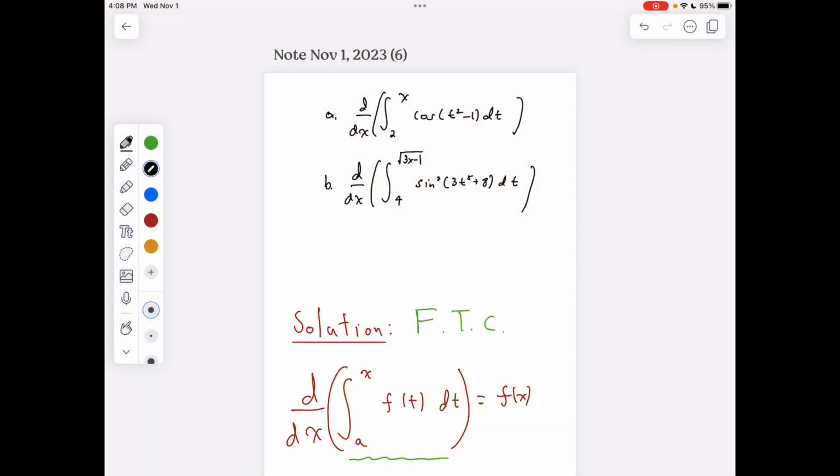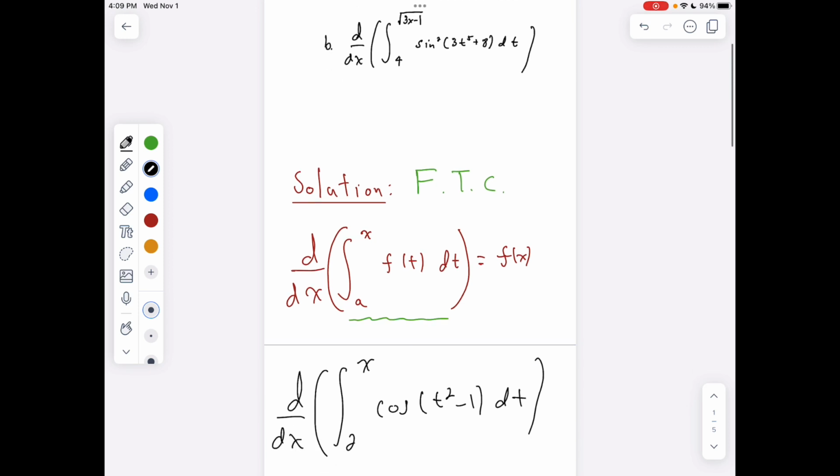All right, hello everyone. So today we're looking at a couple problems from a Calc 1 class. So we have the derivative of two functions. For part A, we have the derivative with respect to x of the integral from 2 to x of cosine of t squared minus 1 dt. And for part B, we have the derivative with respect to x of the integral from 4 to the square root of 3x minus 4 of sine squared of 3 to the t fifth plus 8 dt.